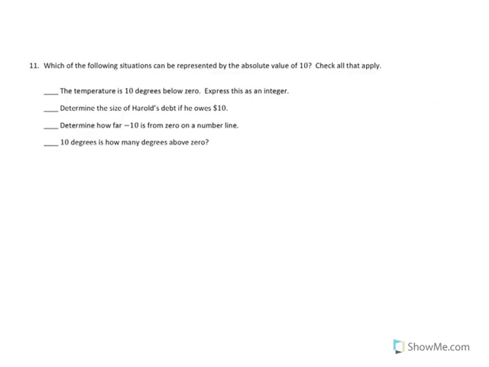All right, number 11. Which of the following situations can be represented by the absolute value of 10? Check all that apply. So let's make sure we know this. To say the absolute value of 10, going to equal 10. Okay? The temperature is 10 degrees below zero. Express this as an integer. Well, this is not telling us to find out what the distance is or how far below zero it is, so that actually doesn't work.